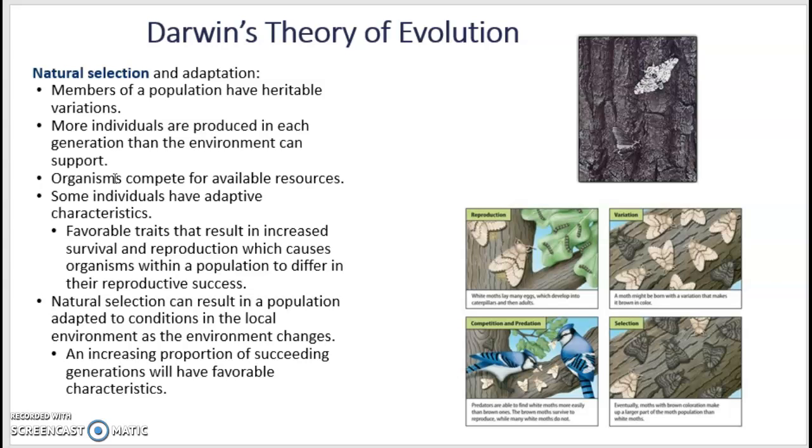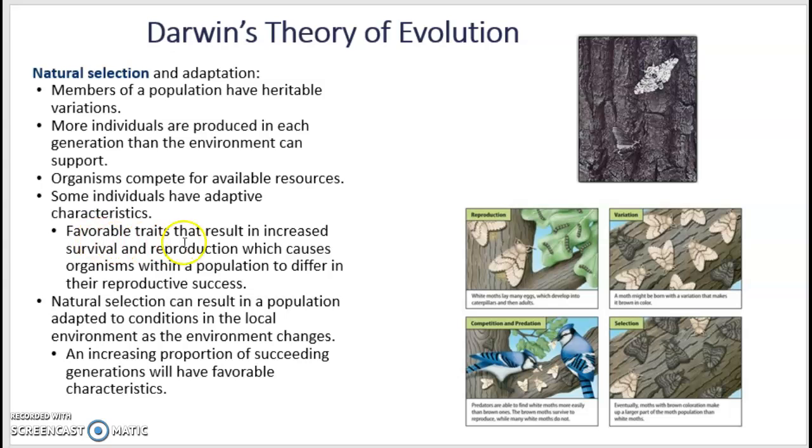So there's an overwhelming number of individuals that the environment cannot support, there's not enough available resources for the environment to support that many individuals. Some of the individuals have adaptive characteristics, meaning they have some kind of advantage. For example, in this picture over here, this dark moth is pretty hard to see. So it's going to have an advantage when it comes to predators trying to eat it. The predator is going to see this white moth first.